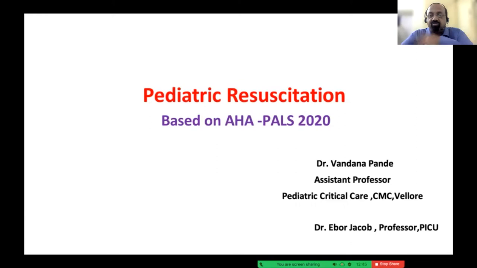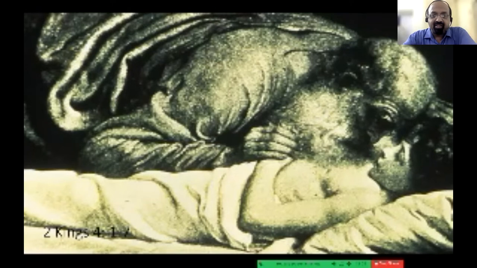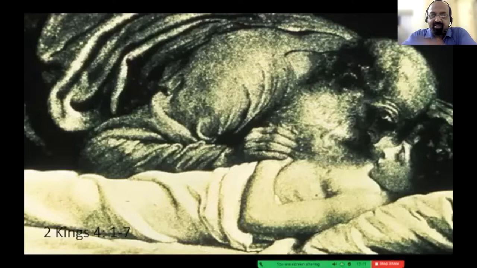So what is this picture when you see this? Any clue? This is supposedly CPR in biblical aspects, related to the son of the Shunammite lady. It is given in the Bible that he laid on the child 3 times and did mouth to mouth. We don't know much about that.